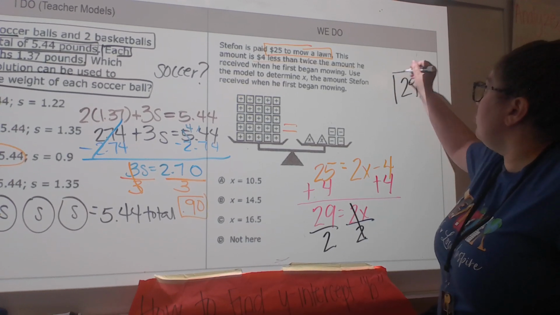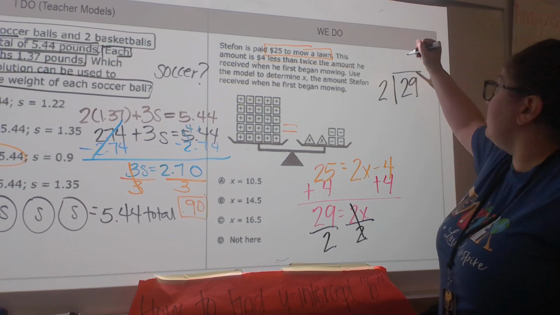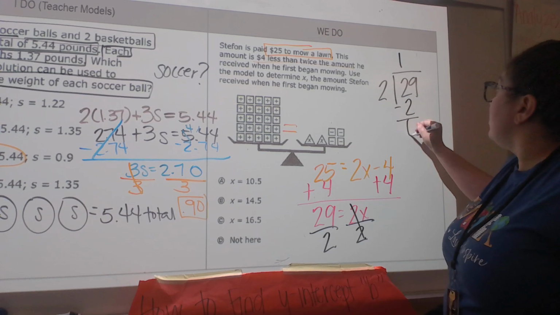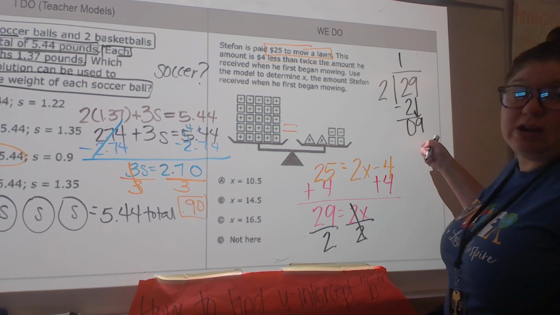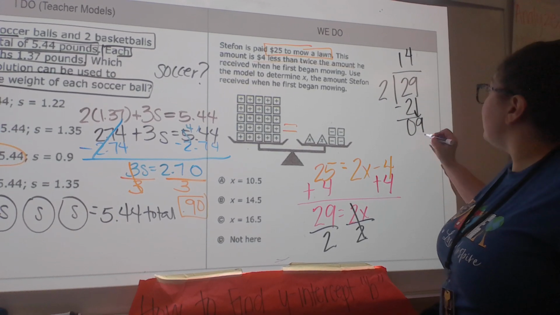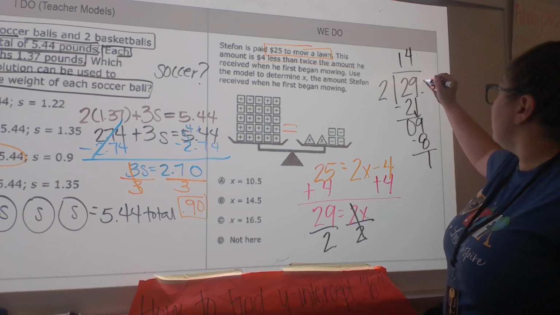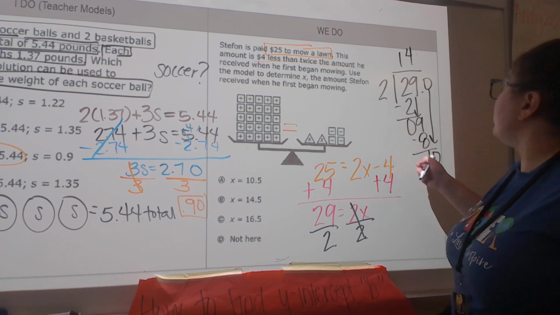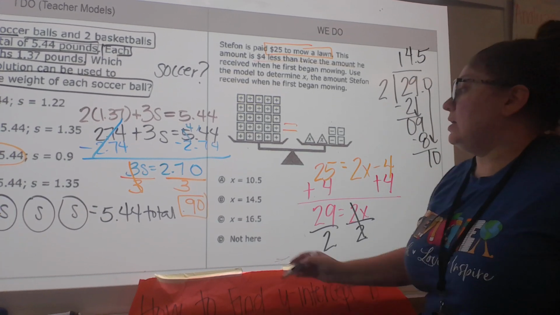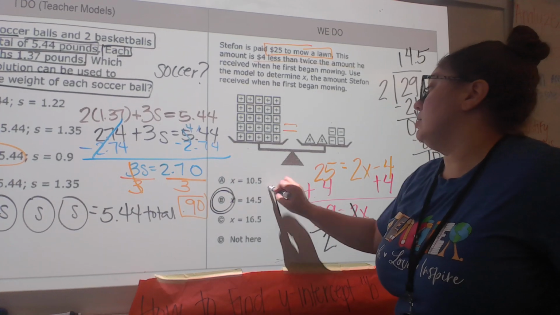29 divided by 2. 2 goes into 29 one time. 2 goes into 9 4 times, makes 8. Subtract, that's 1, add a decimal and a 0. 2 goes into 10 5 times. So my answer is B.